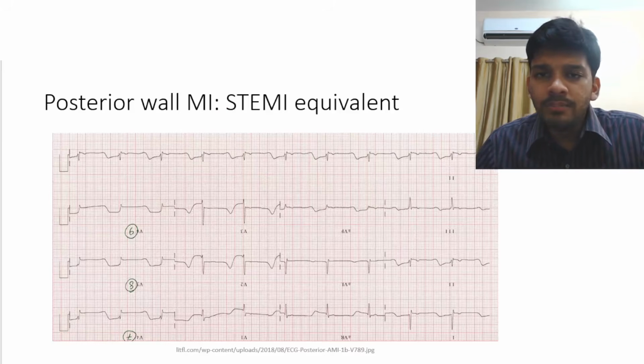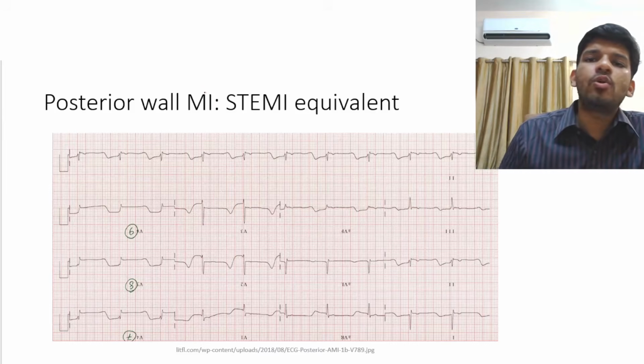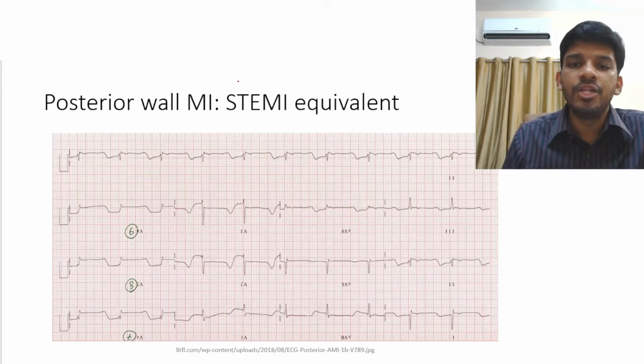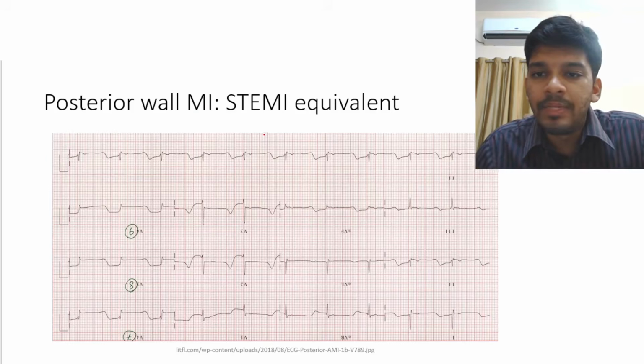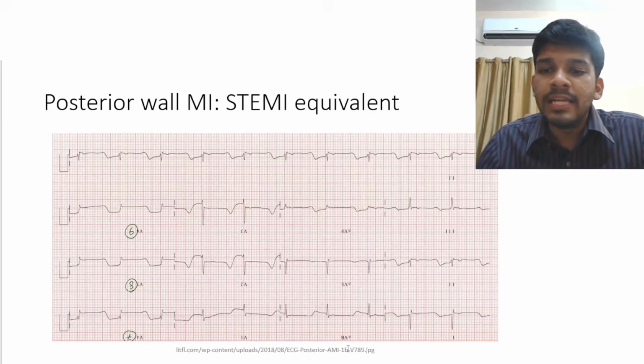Now, one more small thing, that is posterior wall MI, also called a STEMI equivalent. Why is it called a STEMI equivalent and why not a STEMI? So if you're looking at the 12 lead ECG, in posterior wall MI, it will mainly be the leads V1, V2, V3, V4 that are affected. Okay. So here, what you're looking at is an inversion.